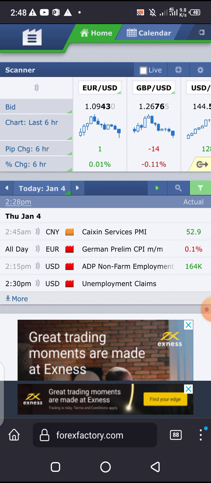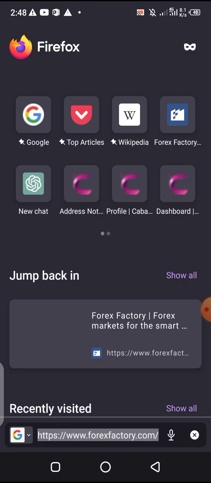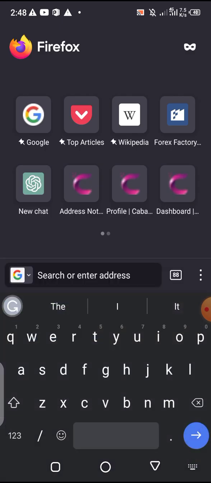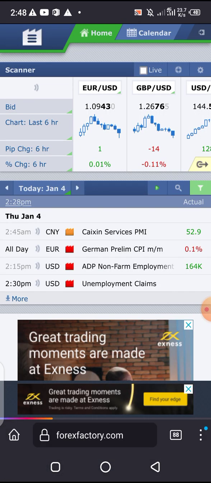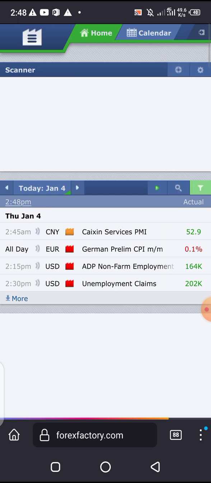the news. So it's 2:48, and a few minutes ago major news was released from the United States. We have the ADP non-farm employment, and we have unemployment claims data that was released, and both news items were positive for the United States dollar, and that indicates that the dollar will gain value.